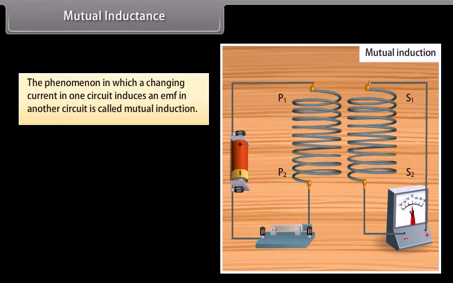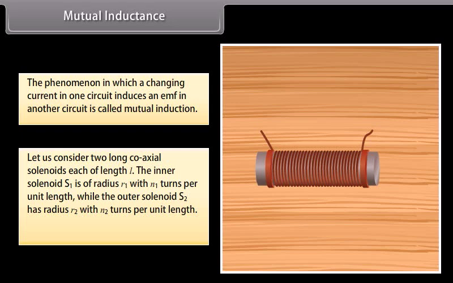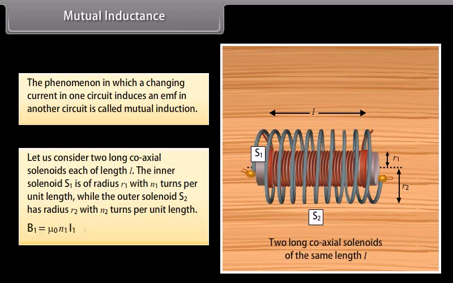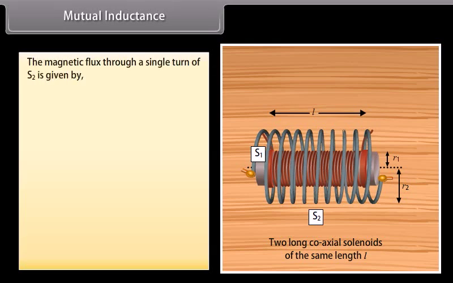Mutual inductance. The phenomenon in which a changing current in one circuit induces an EMF in another circuit is called mutual induction. Let us consider two long coaxial solenoids, each of length L. The inner solenoid S1 is of radius R1 with N1 turns per unit length, while the outer solenoid S2 has radius R2 with N2 turns per unit length. B1 is equal to mu naught N1 I1. The magnetic flux through a single turn of S2 is given by mu naught N1 pi R1 square I1.